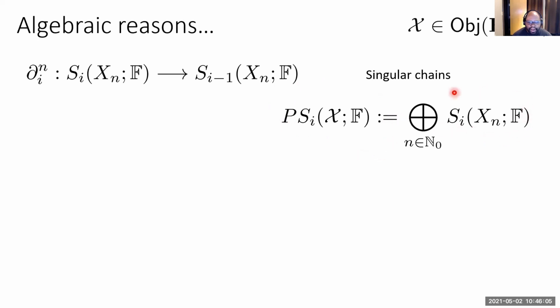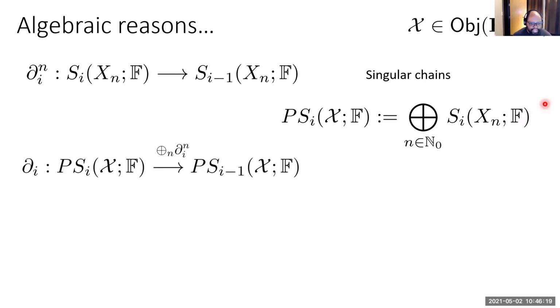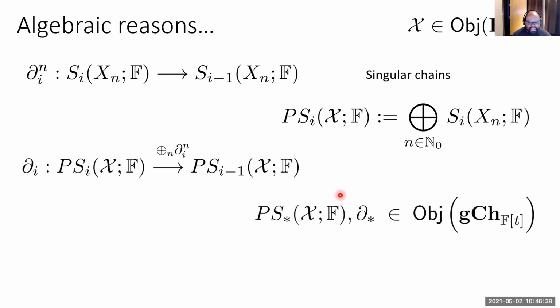All of these are graded modules over the polynomial ring F[T]. Not only can you take the direct sum of the singular chains, but you can also take the direct sum of the boundary maps. When you do that, not only do you get F[T] morphisms, but you actually get a graded F[T] morphism, a graded morphism of graded modules over the polynomial ring.